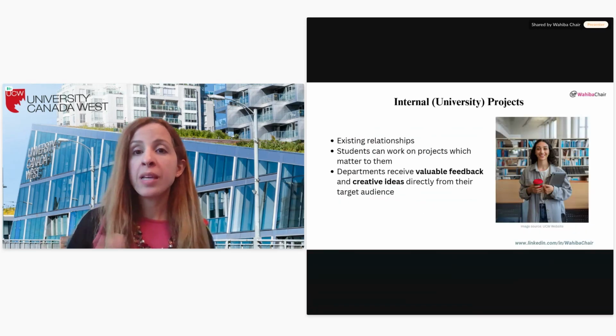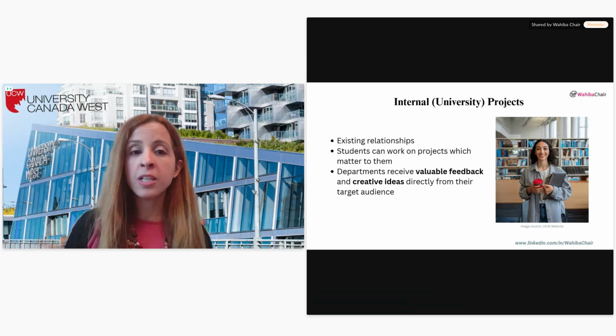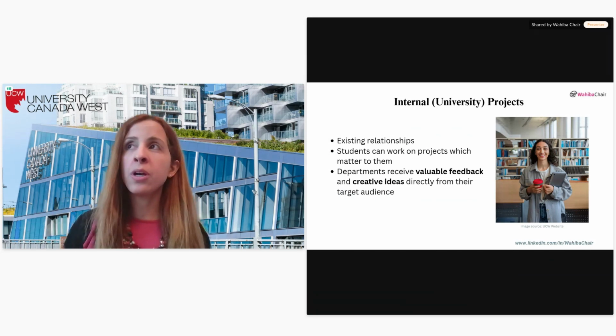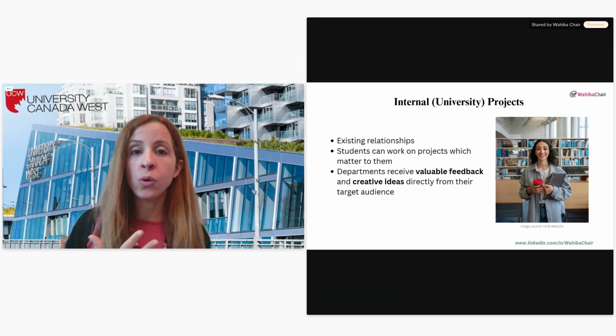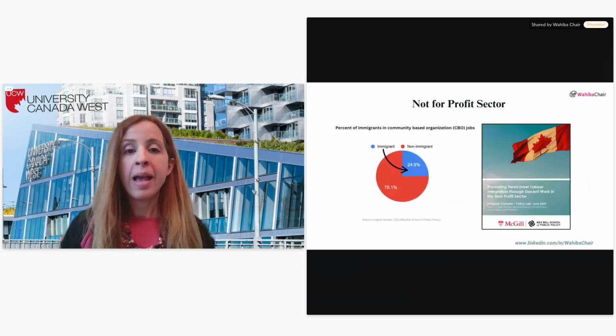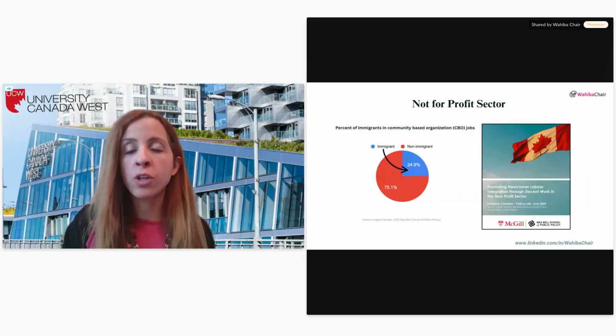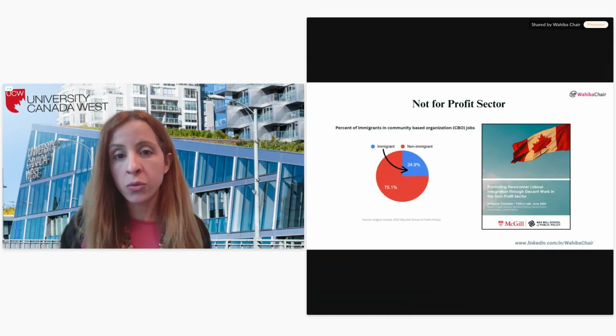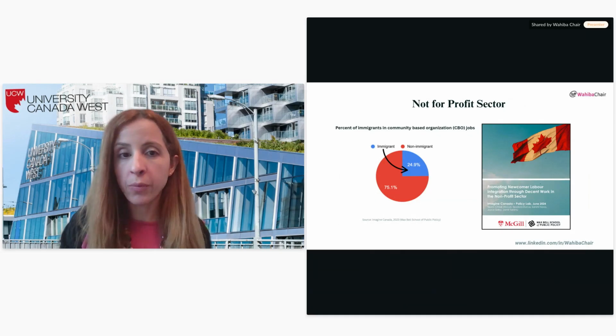The first one is internal/university projects because, of course, it checked all the boxes. But also, if you probably know, most departments in the university could benefit from a communication strategy, be it internal or external. And then the second type of project we work with was the nonprofit sector because it can offer a low entry point for international students and new immigrants.